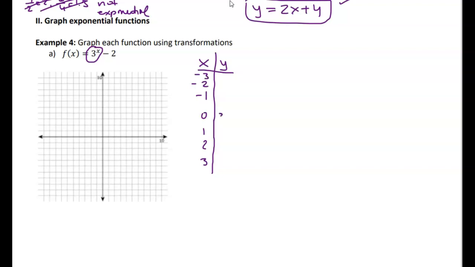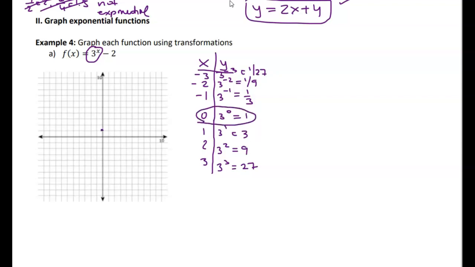So we have 3 to the 0, which is 1, 3 to the 1, which is 3, 3 to the 2 is 9, and 3 to the 3 is 27. 3 to the -1 is 1/3, 3 to the -2 is 1/9, and 3 to the -3 is 1/27. So at 0, the y-intercept is going to be at 1. Then 1 and 3, 2 and 9. On this side, -1 and 1/3, -2 and 1/9, and so on.